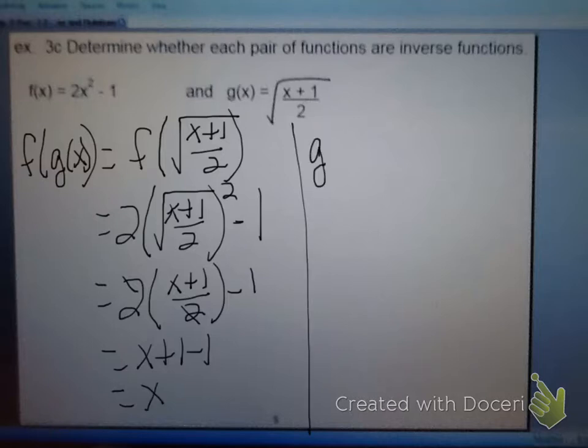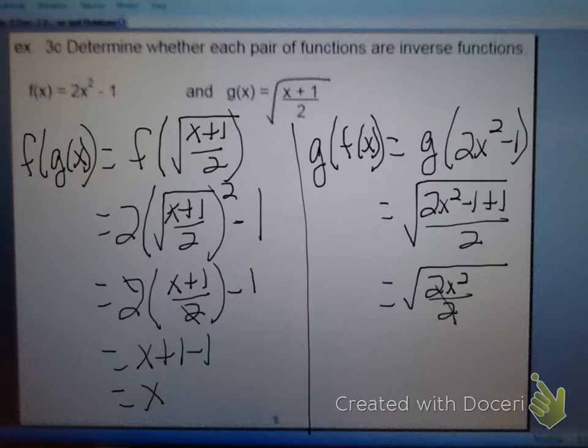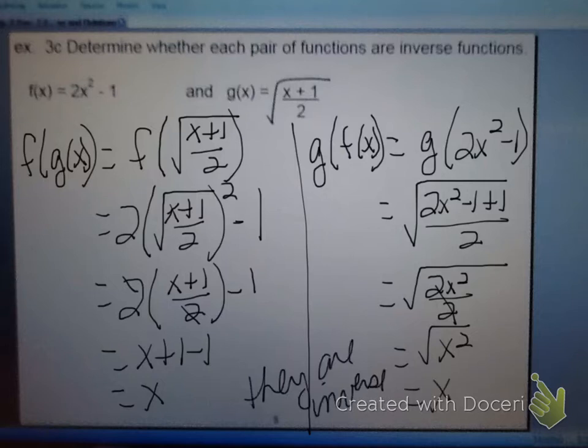Now do the g of f of x function. So that's g of 2x squared minus 1. I'm going to plug that into the g function. So inside the square root, wherever I see x, I'm going to plug in 2x squared minus 1. Simplify, the 1's go away. I get 2x squared over 2. The 2's cancel into 1, so I get the square root of x squared, and the square root of x squared is x. So they are inverses.